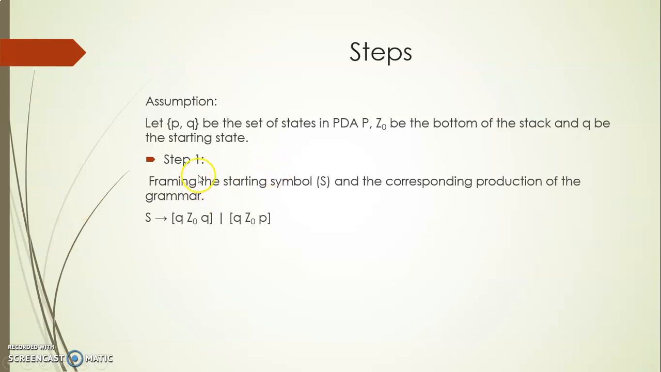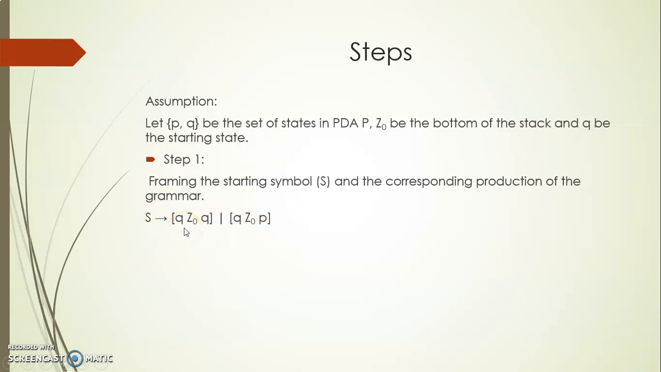In step 1, you are going to frame the production for the starting symbol of the grammar. Let S be the starting symbol of the grammar. Given the assumption, Q0 is the starting state, followed by Z0, the bottom of the stack, followed by the set of states present in the PDA. The set of states are P and Q. The order can be interchanged, it is of no issue. That is, [Q0 Z0 P] can be written first, followed by [Q0 Z0 Q].